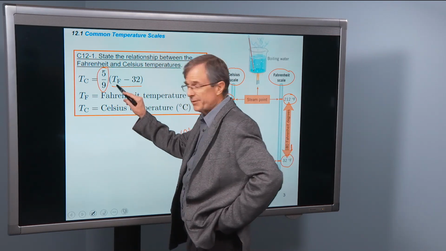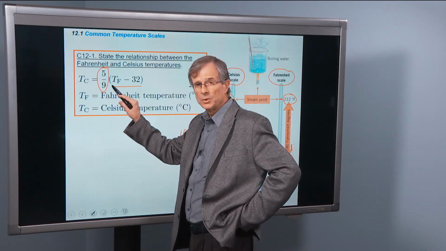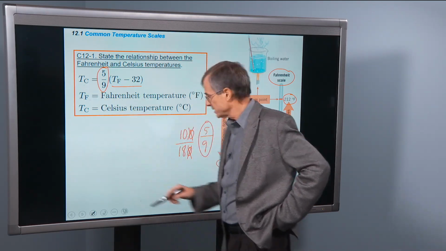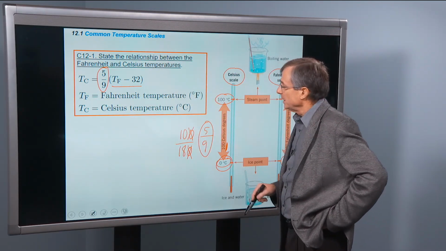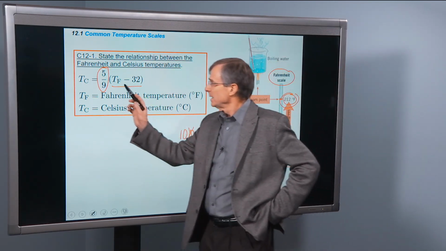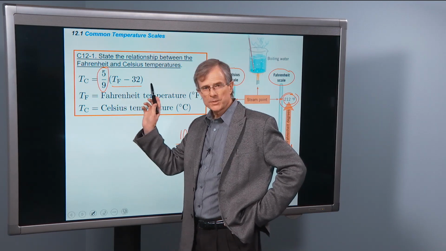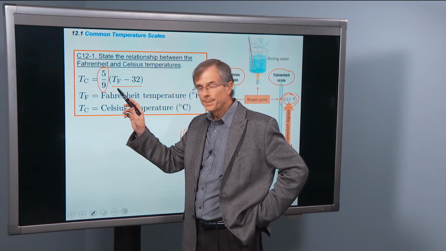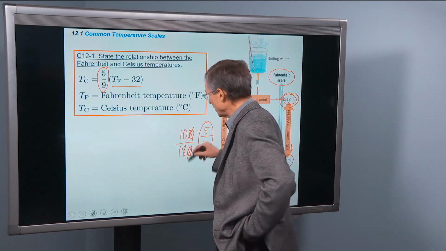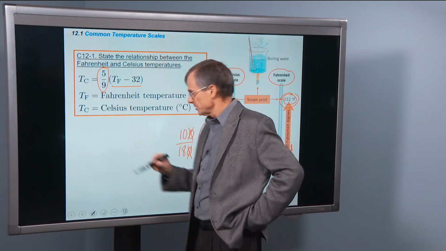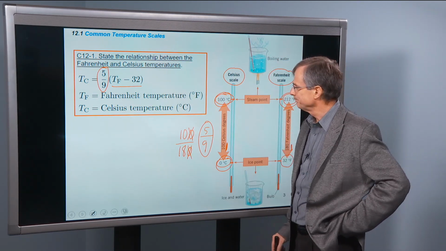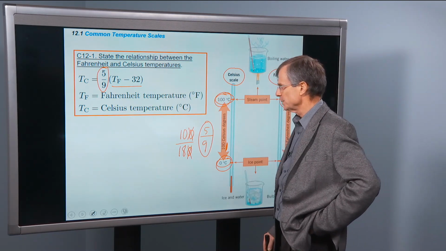If the temperature in Fahrenheit is 32, then 32 minus 32 is 0, and the temperature in Celsius is 0. If the temperature in Fahrenheit is 212, we put that in here. 212 minus 32 is 180. And 5/9 of 180, as we just showed, is 100. So that gives you this 100 degrees here. So T_C = 5/9 (T_F minus 32). No big deal. I think you've seen this before.